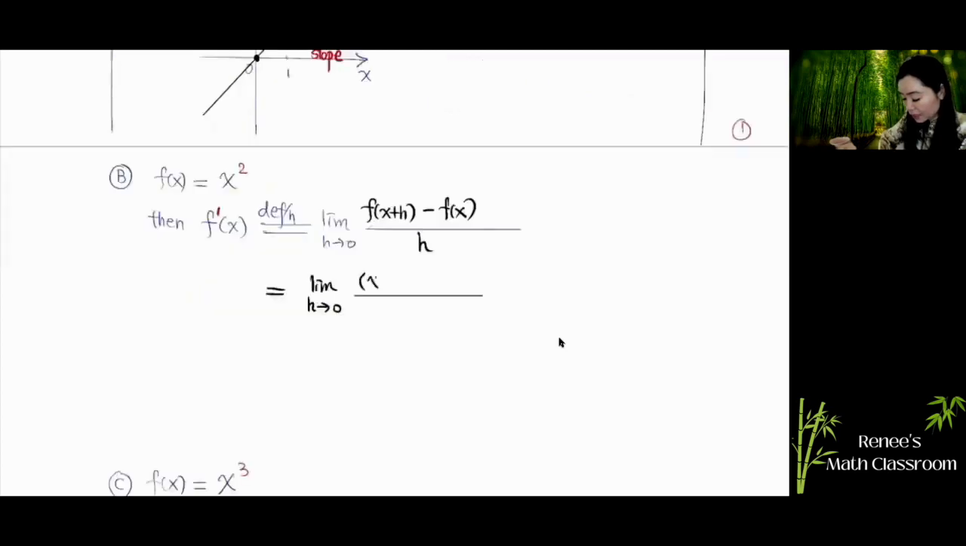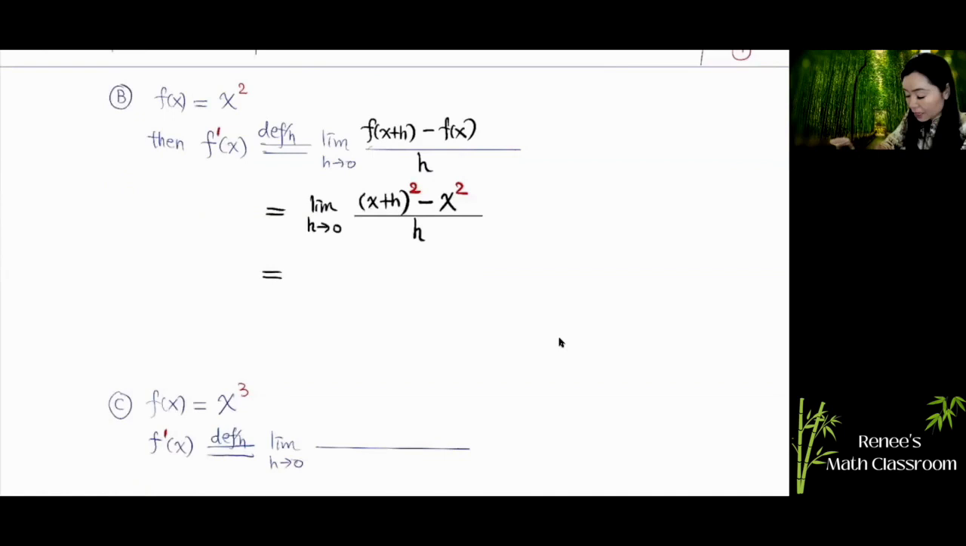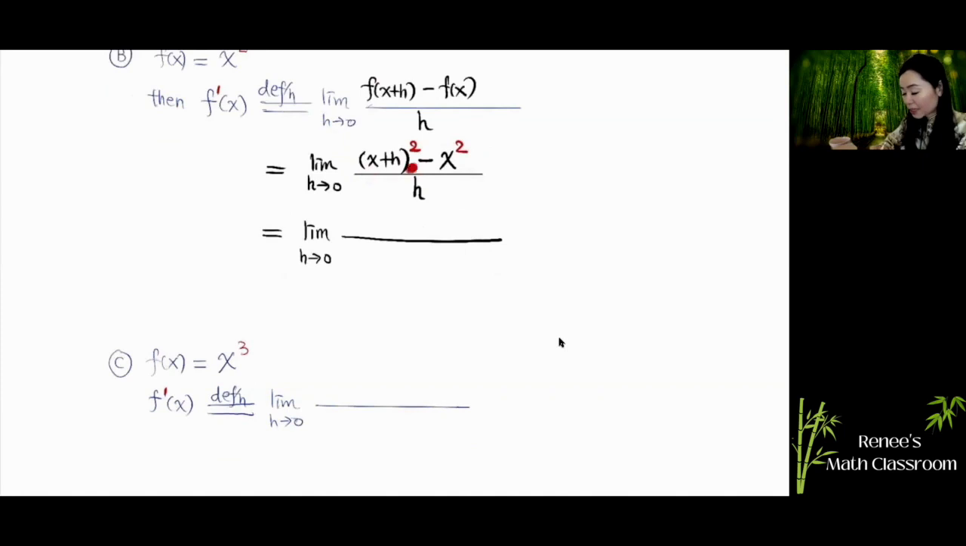Now f of x plus h, we substitute this x plus h into this x right here. We replace this x by x plus h. So the (x plus h) squared, and then minus x squared, and then over h. Now how do we do this? There are two ways to do it. One way is to factor the numerator by the difference of two squares formula. Another way is to expand this perfect square. So I'm going to expand this perfect square in this case, okay?